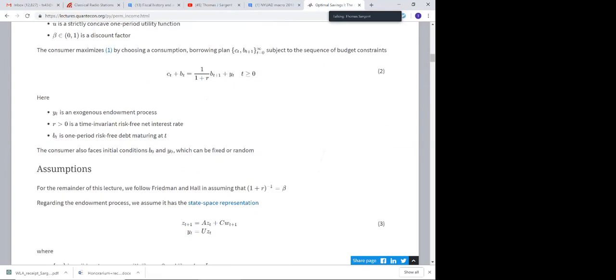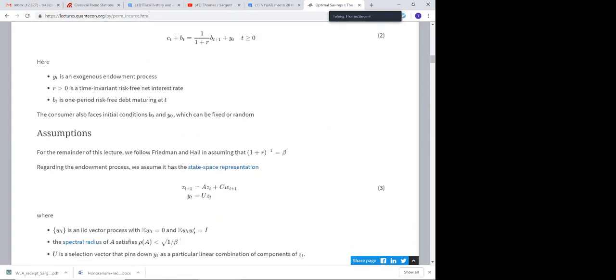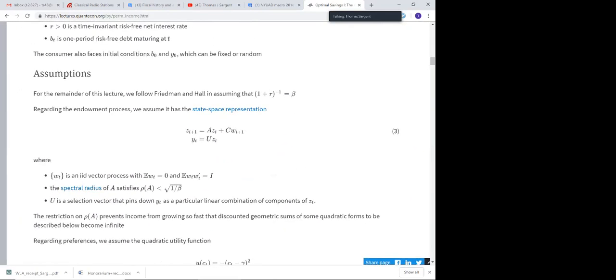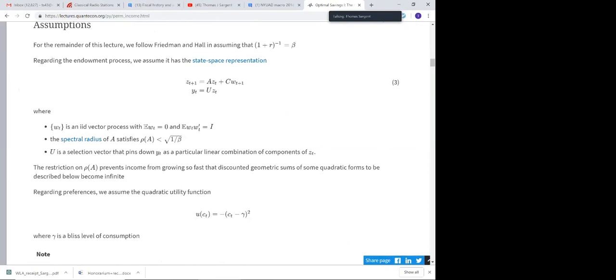Okay. We're going to assume that 1 plus the net interest rate, inverse, is equal to beta. That's Friedman's assumption. Again, we're going to have exactly, I guess we called it Z instead of X, but this is going to be our income process. We're going to assume the spectral radius, that just means that the maximum eigenvalue of A is strictly less than the square root of 1 over root beta. That's all it means. It means that the process isn't growing too fast for our discounted sums not to converge.